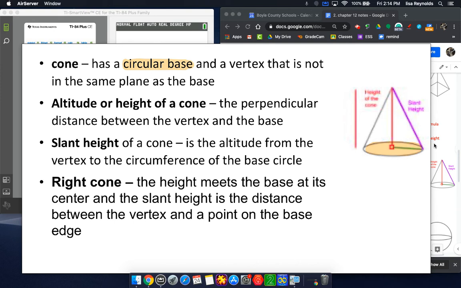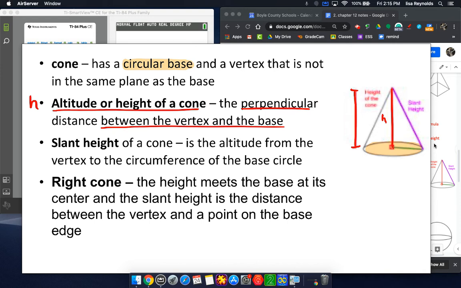Cones, like pyramids, have two different heights that we deal with. So we have the height of the cone. We use the letter H to represent this one. This is the one that is perpendicular between the vertex and the base. So a vertex perpendicular to the center of the circle. This can also be given outside of the cone. They'll draw it in from the vertex down to the base. So this is our height of the cone.